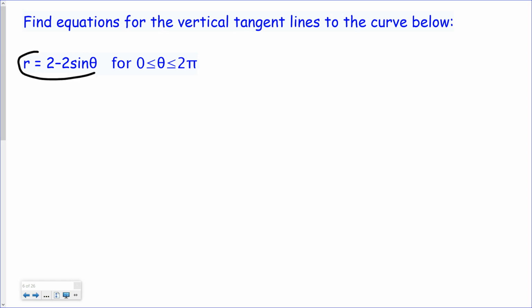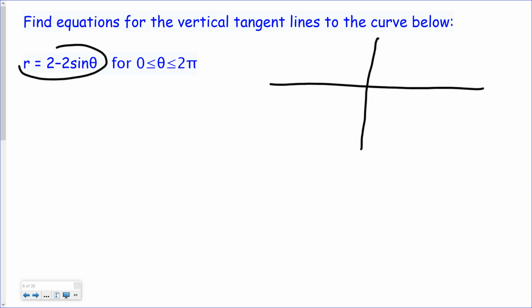A curve. Here's my curve. And I want to know the vertical tangent line on this curve, okay? And while you don't have to graph it, it helps you to graph it to see what you're doing. So let me just graph this. Can you guys, just by looking at this, do you know what shape it is? It's a cardioid, okay? It's like a circle with some sort of shift of 2.